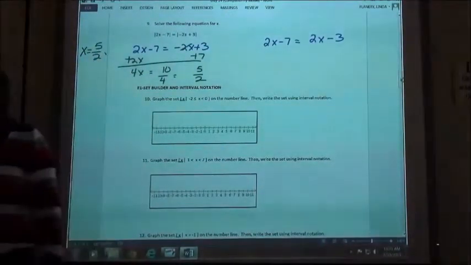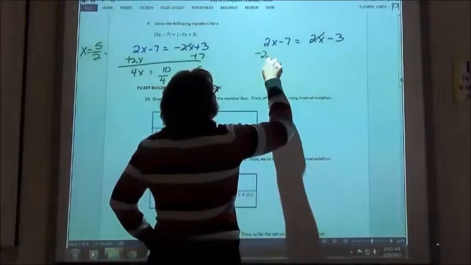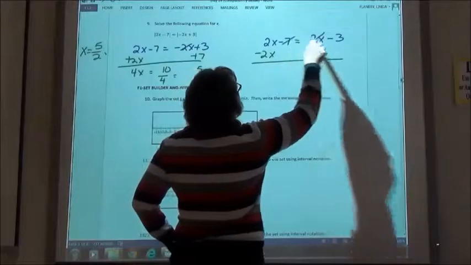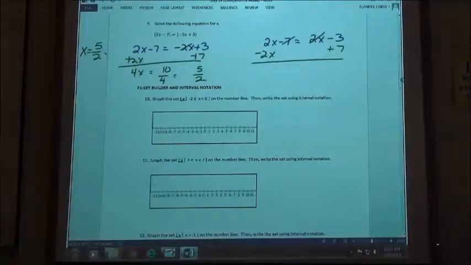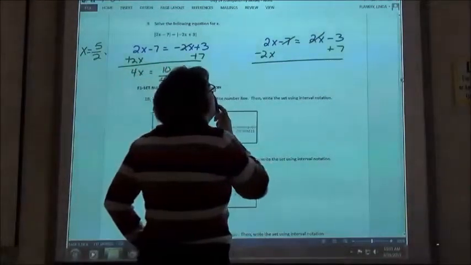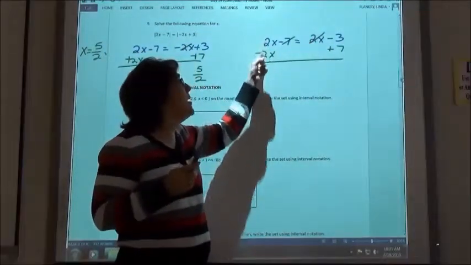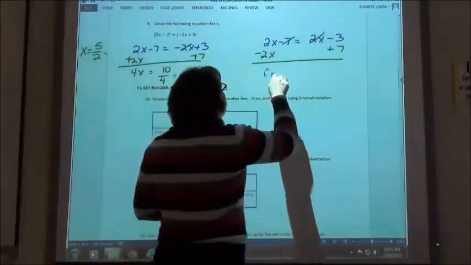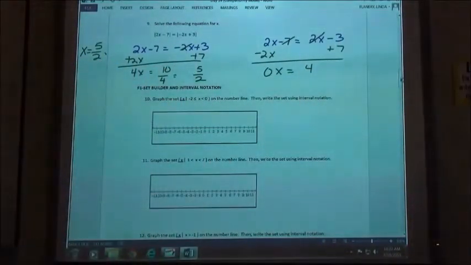On the other one, when I solve that one, we're going to move the 2x, negative 2x, which is going to be negative 4x. Negative 4x, no, positive 4x. You're going to subtract the 2x, right? Yep. 2 minus 2 is 0. 0x is going to equal plus 7, 4. 4.